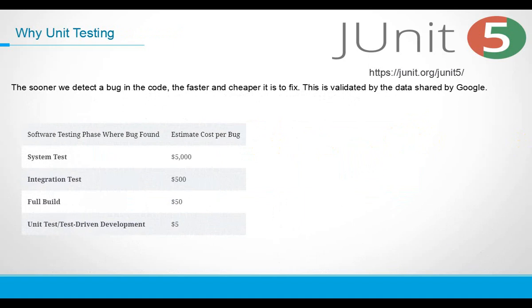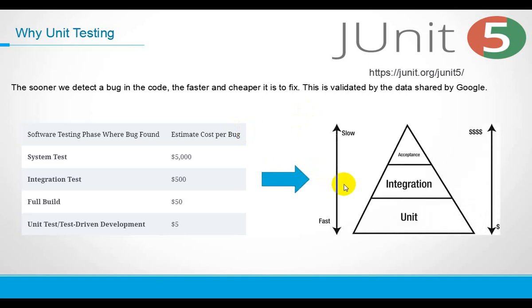As you can see, the table shows when a defect or bug is found. With unit testing, perhaps the cost is the cheapest and also the fastest. That is why we need unit tests before delivering software to the integration environment, or even to our customer production environment.